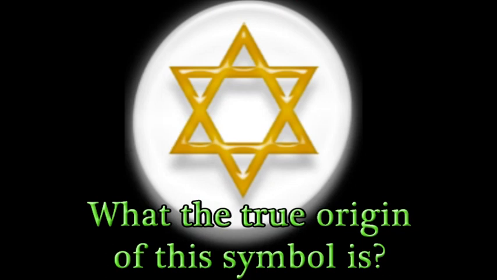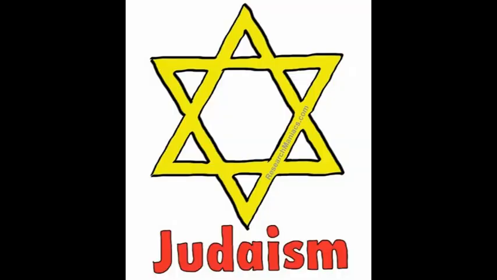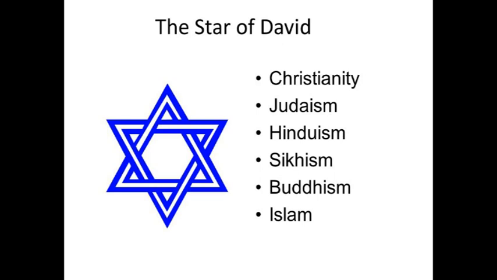In this video, we are going to investigate what the star-shaped hexagram originally meant, what the true origin of the symbol is, and how it came to be associated with King David of Israel. Though this symbol is popularly associated with the Jewish community, ever since the Zionist movement adopted it as its symbol, the symbol has long been in use in many cultures across the world.